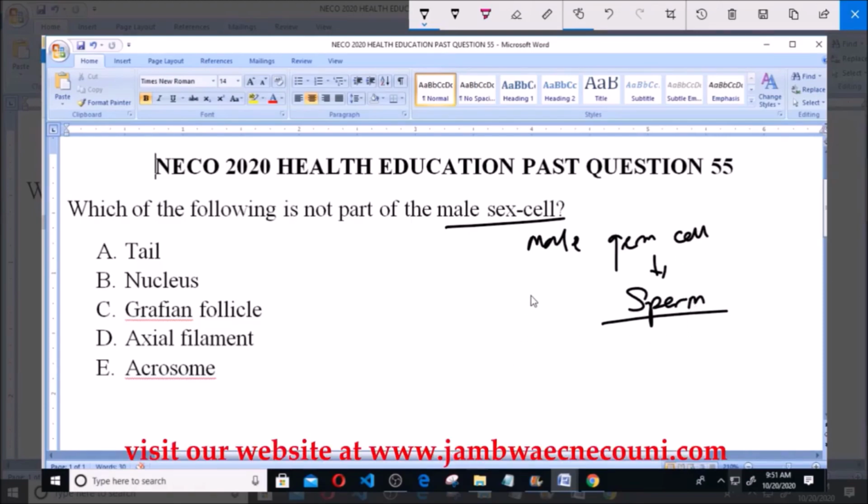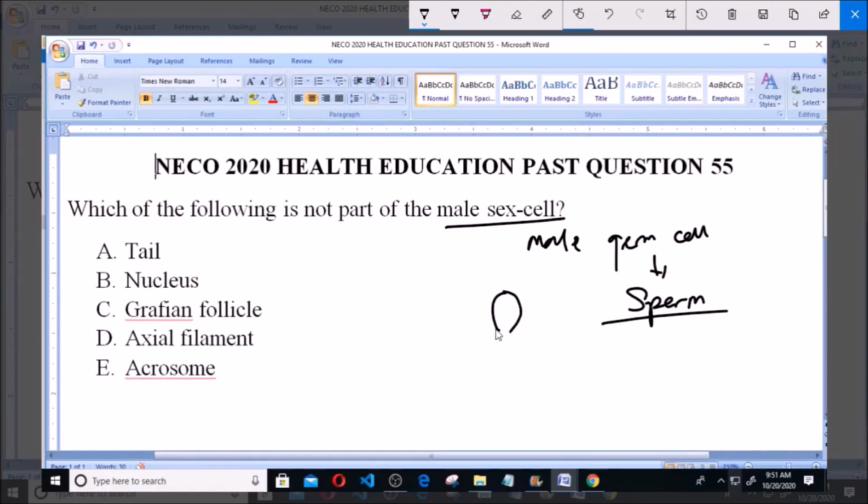Now let me give us a brief diagram of this sperm. Please don't mind my diagram, it's not perfect, but I'm just trying to illustrate something. Then we have the tail. This is the head of the sperm. This head usually has a lipoprotein sheet. Here is what we call the acrosome, that contains enzyme that enables it to penetrate the walls of the ovum, that is the egg.